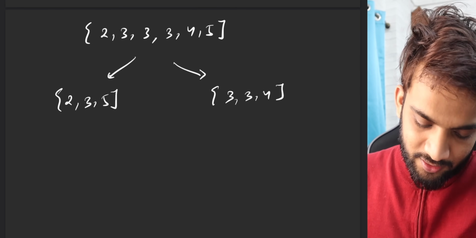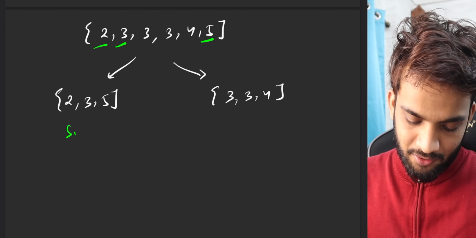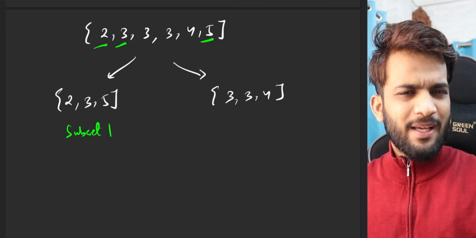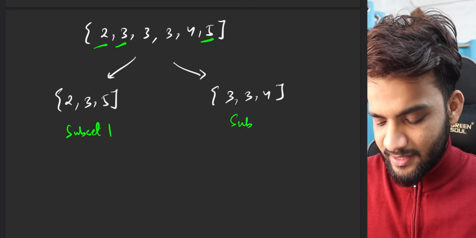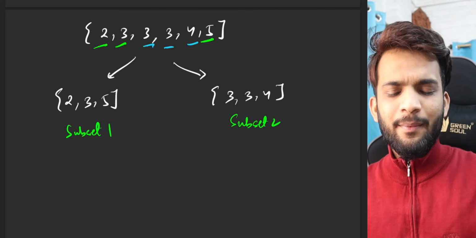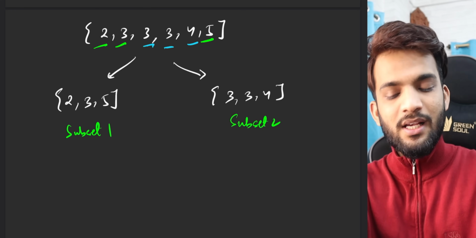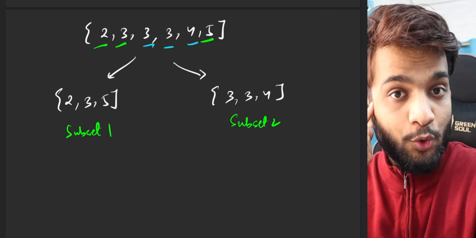So if you carefully see, this 2, this 3 and this 5 belongs to the subset 1, and you can call it as subsequence as well. And this is the subset 2, which is 3, 3, 4. This is a subarray, but you can also call this subset subsequence because every subarray is a subsequence. So can you do this?